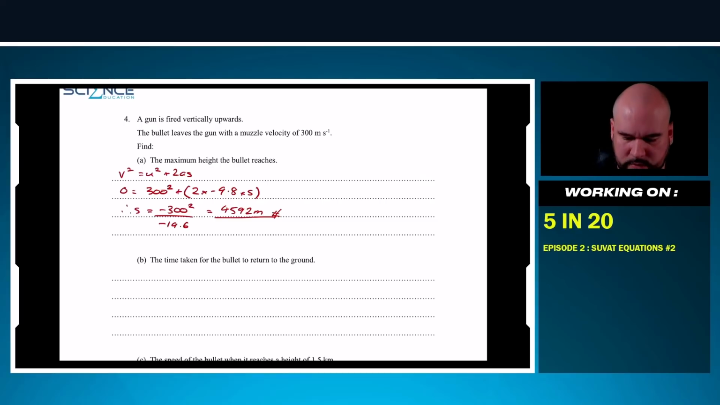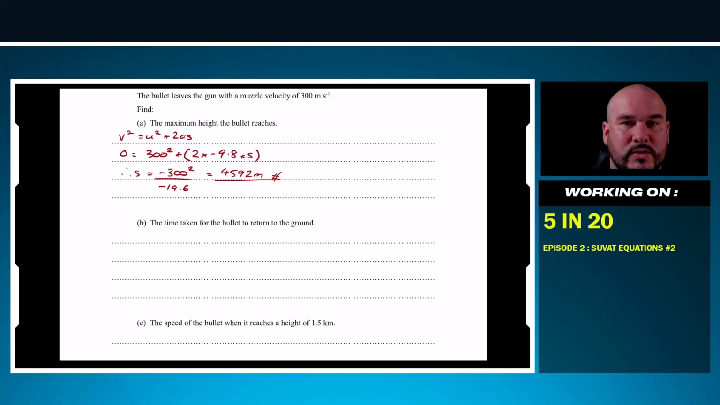Time taken for the bullet to return to the ground. The easiest way of doing this is to find the time that it takes to turn around and then multiply it by 2. If it takes 10 seconds to go up, it's going to take 10 seconds to go down because we ignore air resistance. All right, so let's figure that out.